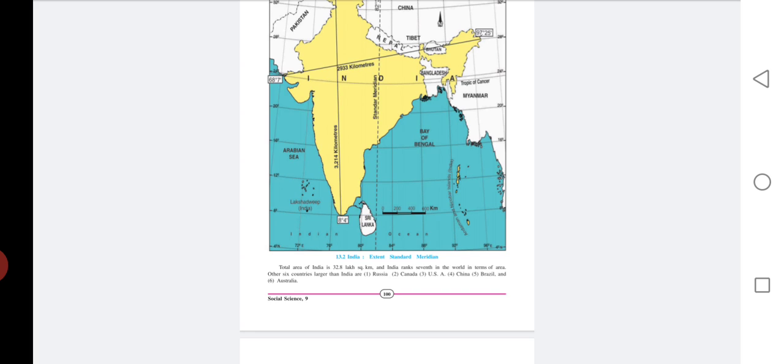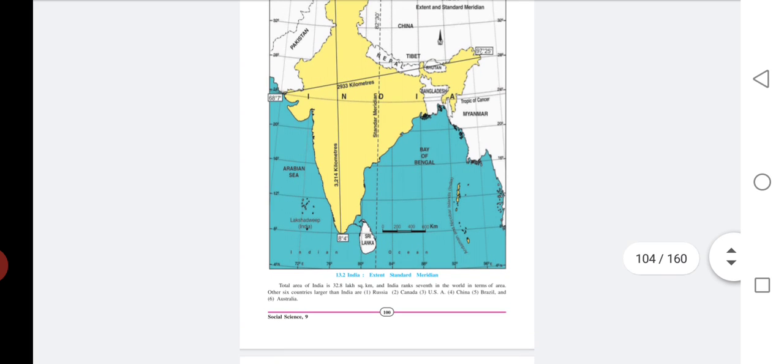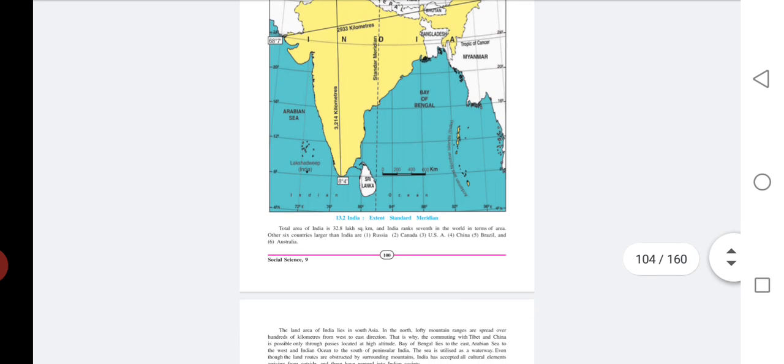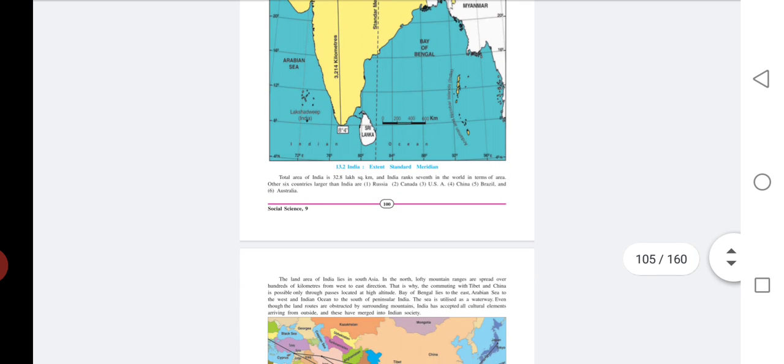Now, previously we talked about longitude and latitude, right? These are two straight lines, right? One line is from north to south and the second line is from east to west. Do you find that line?